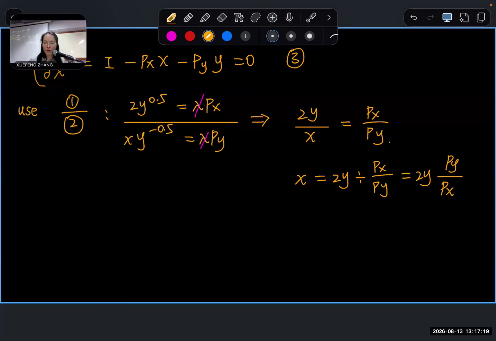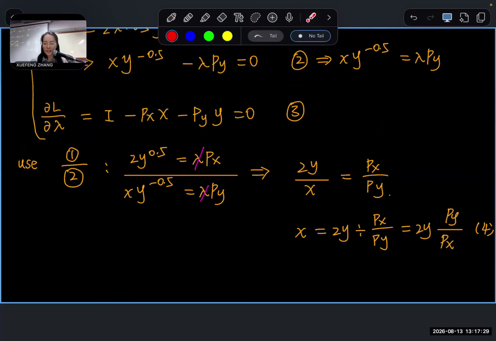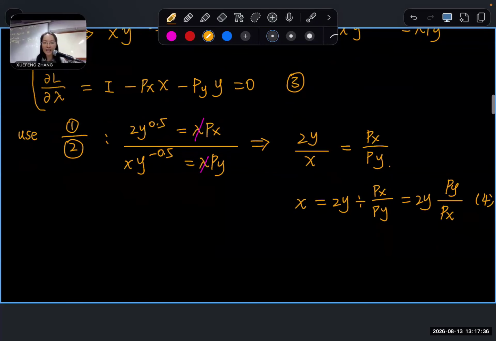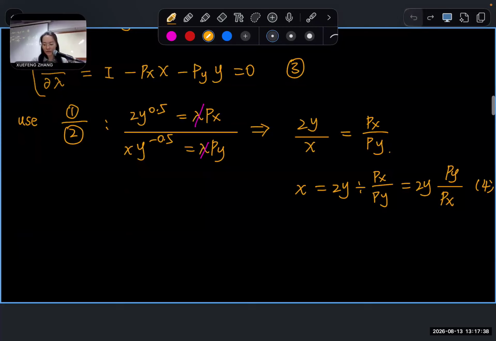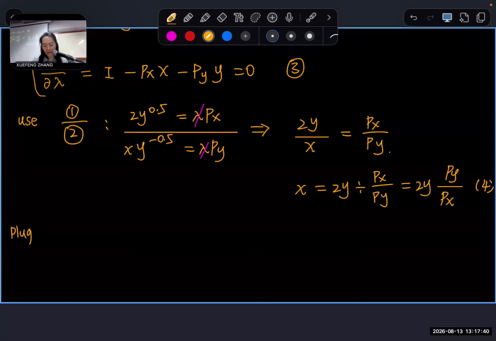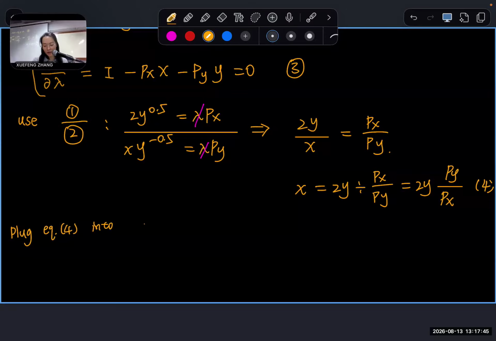X equal to y times px over py, and I'll name this one equation 4. How do we solve it? The logic is you use 1 over 2, you get another equation which is equation 4, and right now I'm going to plug equation 4 into equation 3. This is how we solve this system of equations.